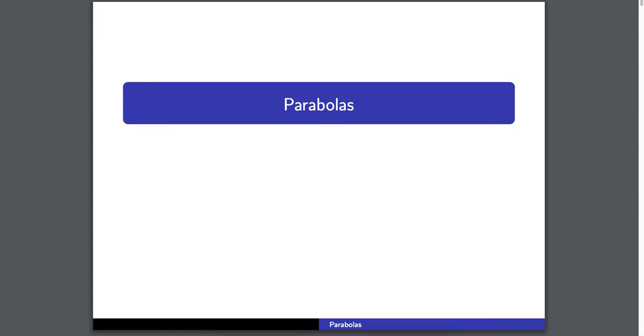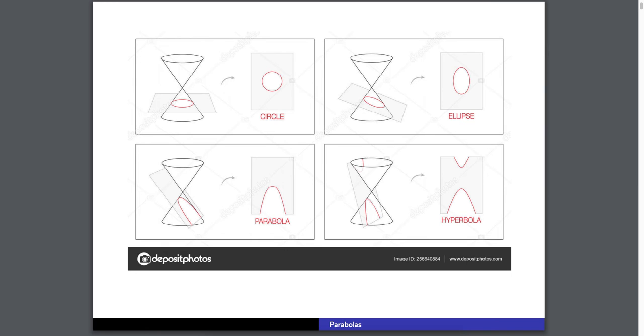In this video, we're going to introduce parabolas in our conic sections unit. So a parabola is formed by taking a plane and slicing along a cone diagonally in this instance. And if we slice along the bottom cone here, the shape we obtain is a parabola.